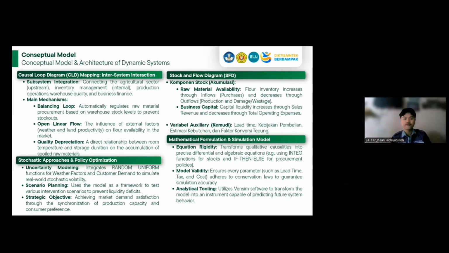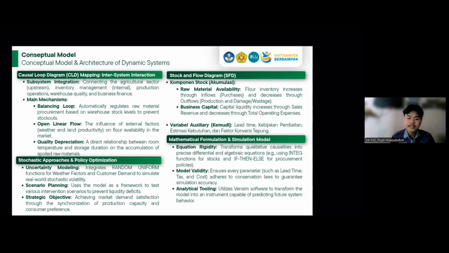It tells about transforming qualitative causalities into process, differential, and algebraic equations. Examples are using the INTEG function for stock and IF THEN ELSE for procurement policies. The second is model validity, to ensure every parameter such as lead time, tax, and cost adheres to conservation laws to guarantee simulation accuracy.